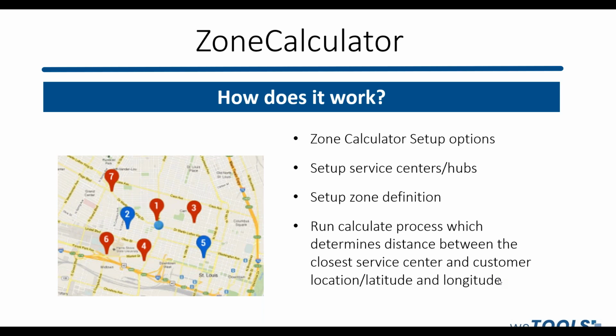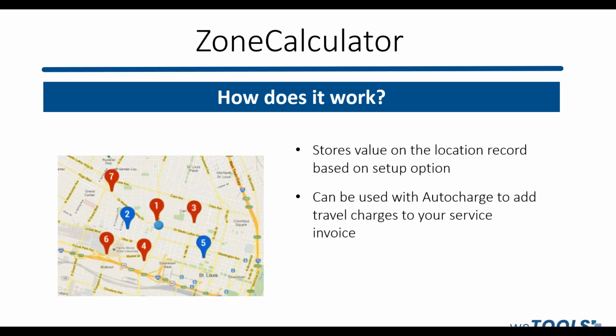All right, so there's a couple more steps now that we've got all the data in. We store that value on the customer location record, and you get to specify that in setup, as we mentioned previously. Then it's a matter of what you want to do with that data. We have the Autocharge tool where you could use that zone information as part of your rule setup and apply it to your service invoices, or you can use it in other products, like Schedule, or for displaying that information to help you make smart decisions. So that's overall how it works.